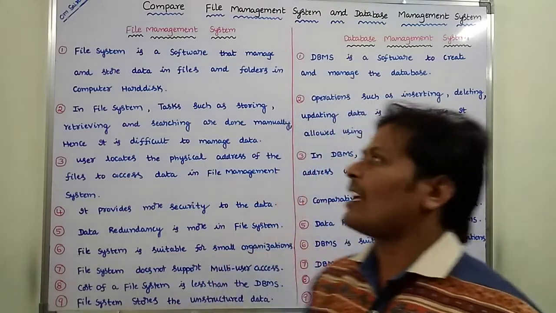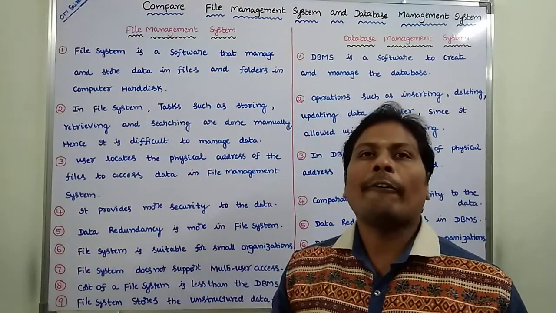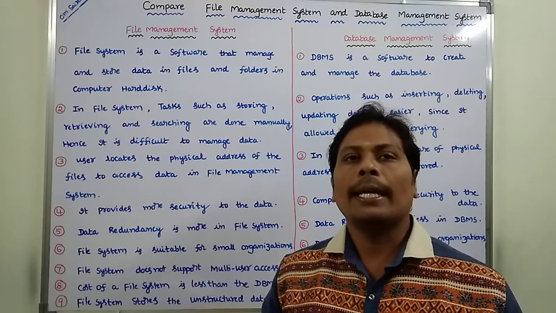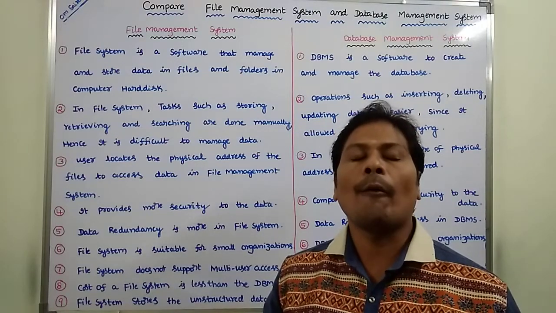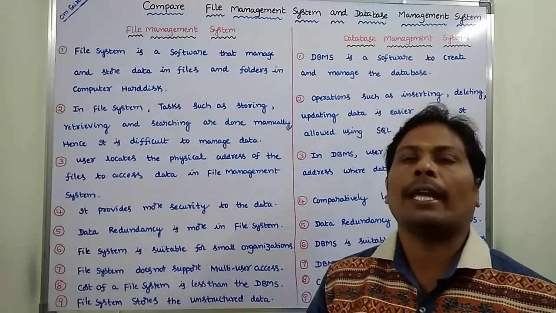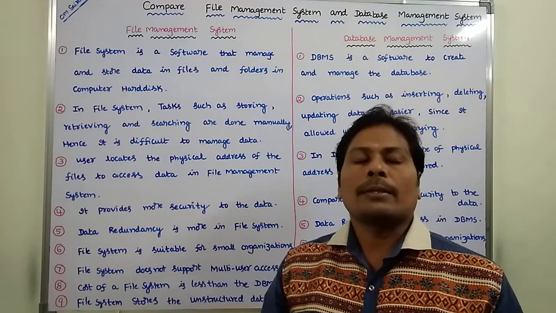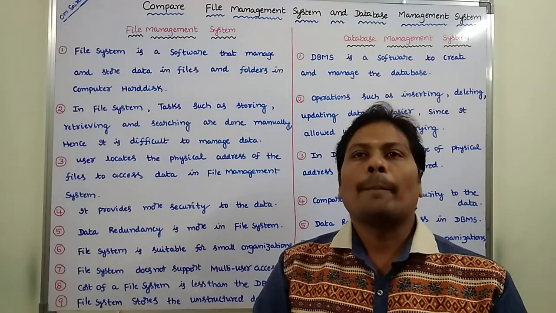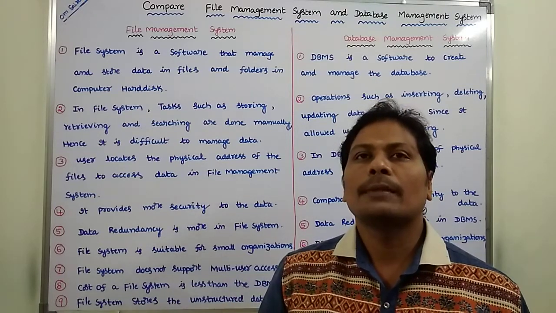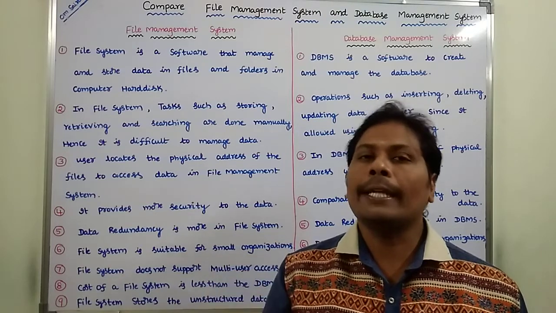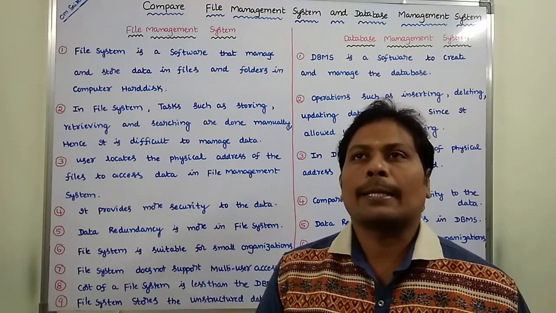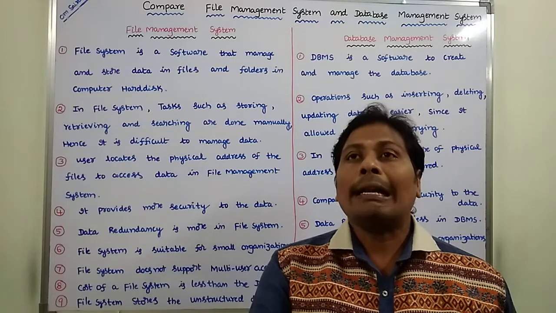The first point is, in file management system, the data can be stored in the form of files or folders in the computer hard disk. That means suppose we want to store the data, that data can be stored in a file, or in a folder in the computer hard disk.